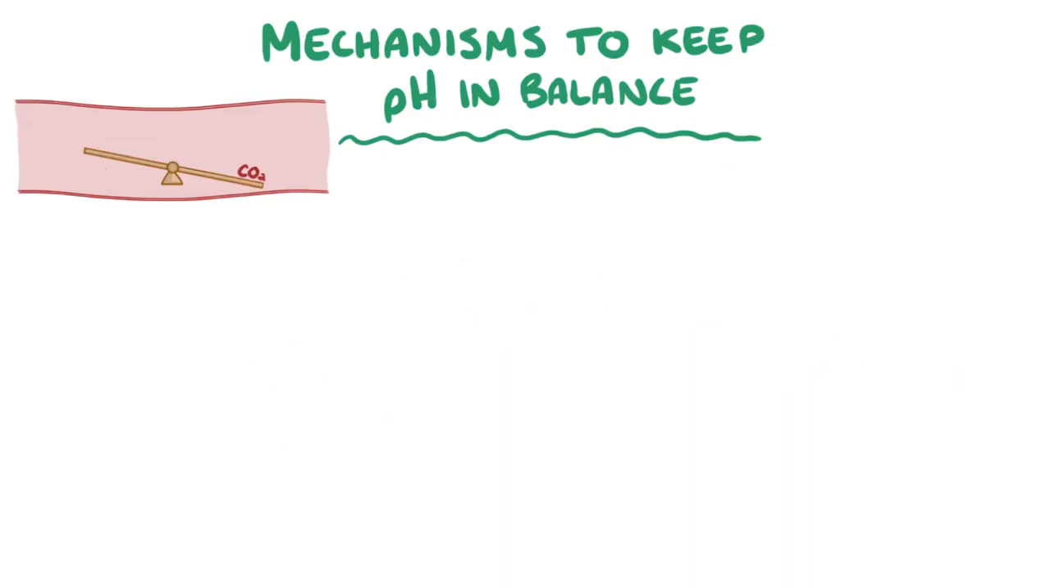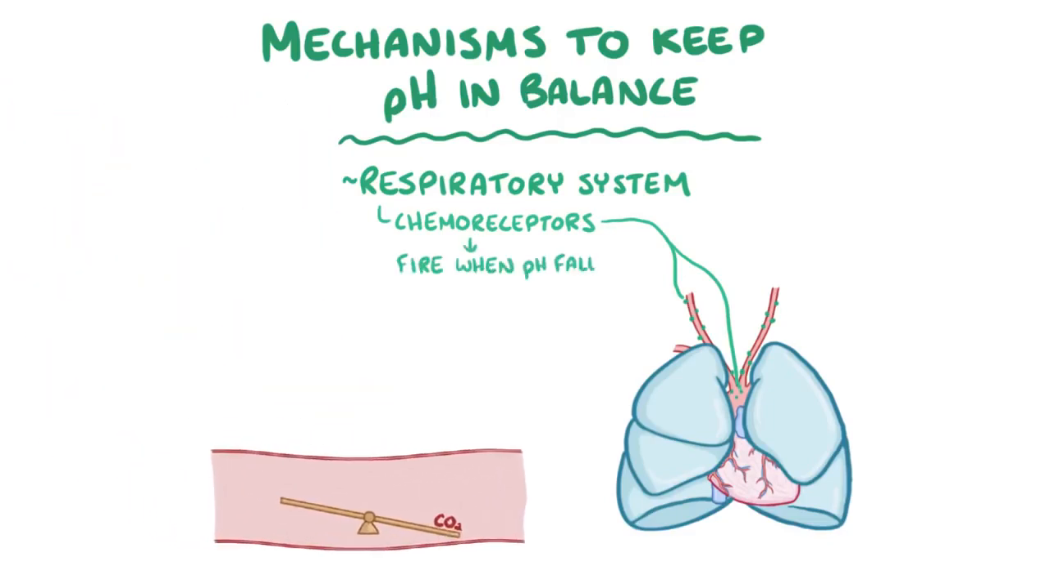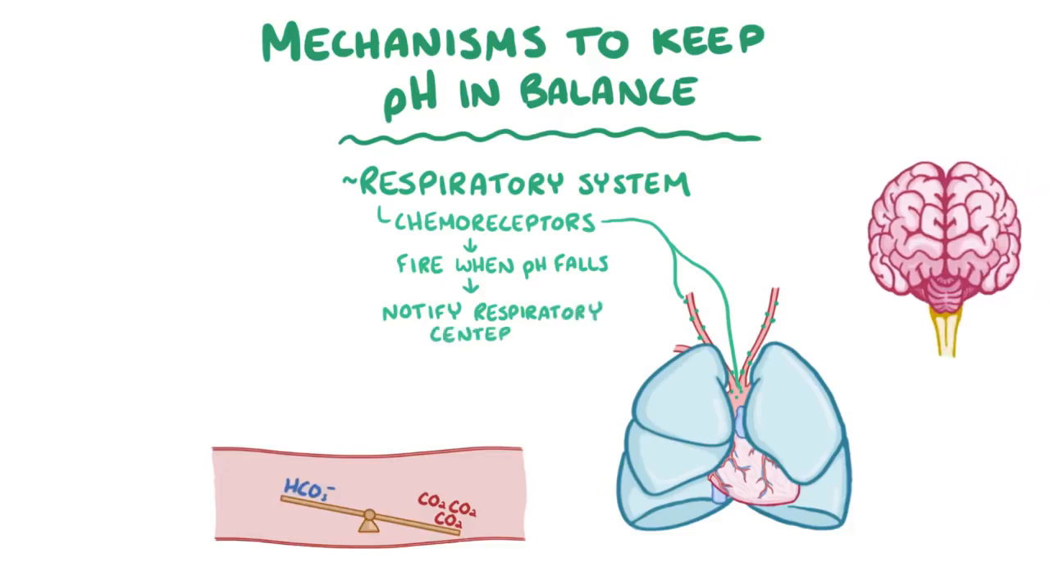Another important regulatory mechanism involves the respiratory system, and starts with chemoreceptors that are located in the walls of the carotid arteries, and in the wall of the aortic arch. These chemoreceptors start to fire when the pH falls, and that notifies the respiratory centers in the brainstem that they need to increase the respiratory rate and depth of breathing.